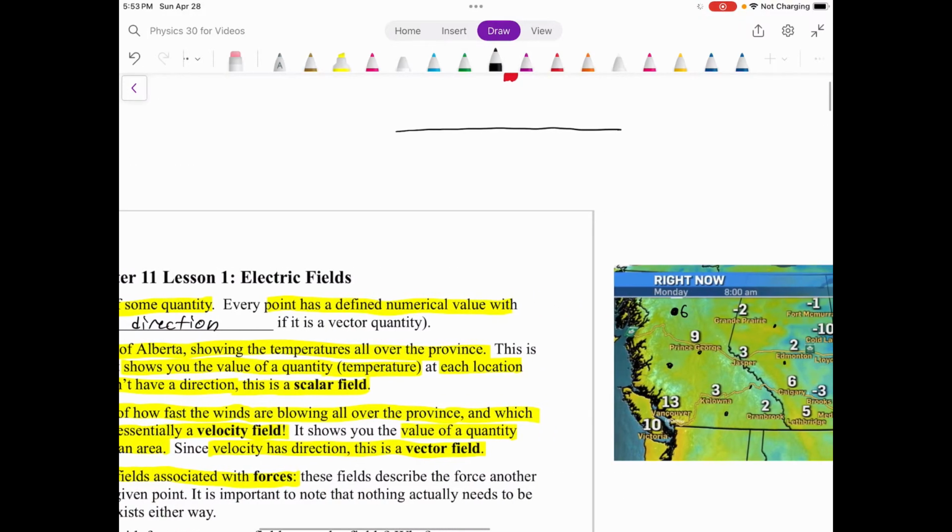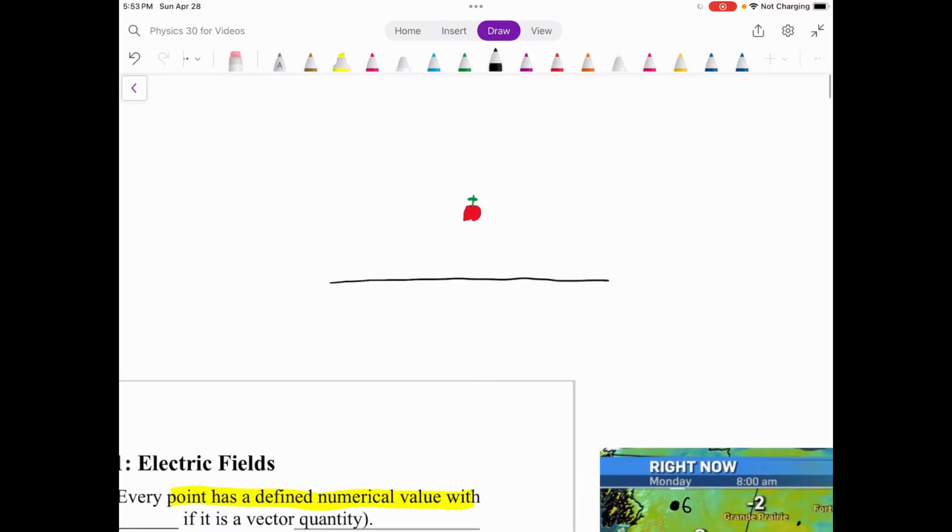Because we know that if we were to drop this apple anywhere, if we were to drop it here, it would also feel a force of gravity downwards, right? If we were to drop it here, it would also feel a force of gravity downwards. It's like the Earth has this influence over all of this space surrounding it. It has this gravitational pull.